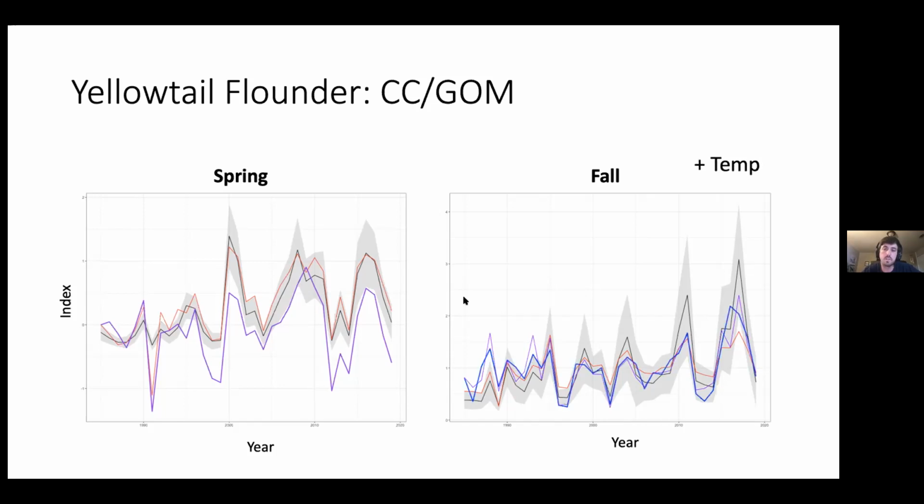And then water temperature was only selected for the fall model, not the spring, based on your standard model selection procedure. And you can see here it doesn't do that much different. So it's still following this interannual variability.